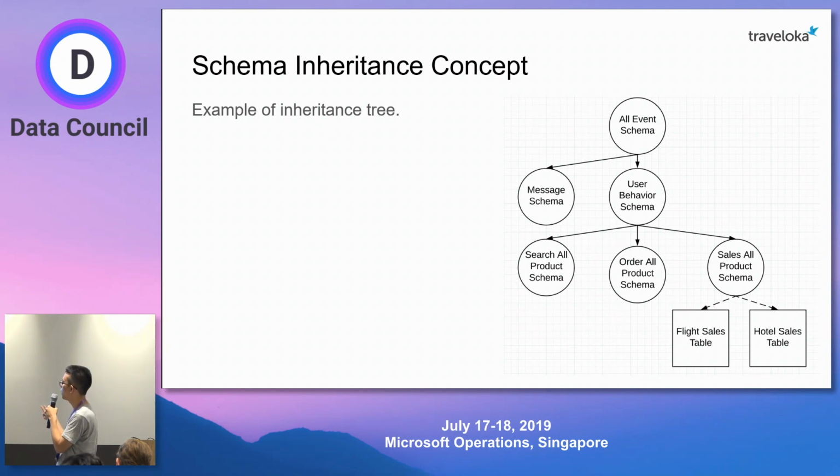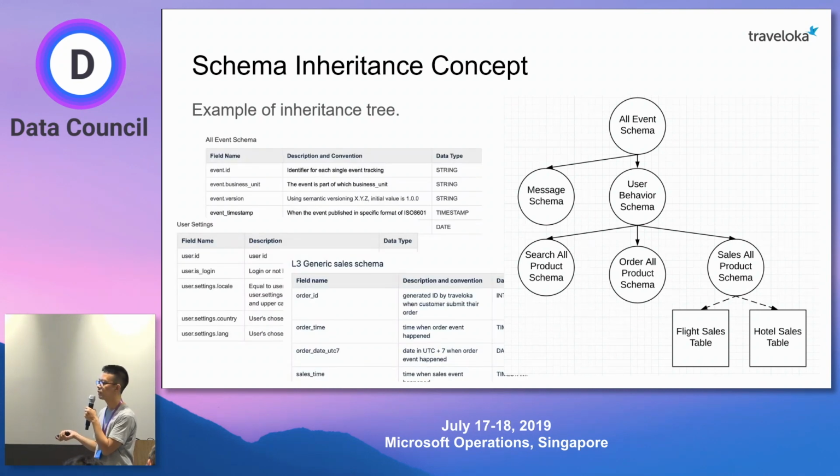And the children of the user behavior are each of the events. In this example, I put sales product schema, which is a child of user behavior. The circle one in the diagram is schemas, and the rectangle one is the tables. So let's take one example, like the flight sales table. The table will have the columns from all event, user behavior, and sales. So it's kind of trying to enforce the convention based on the inheritance schema that we have here. And in this example, flight and hotel sales tables will have common columns. For example, if in the sales product schema there is a revenue column or profit column, like that. So it's enforced, so it's uniform across the business units.